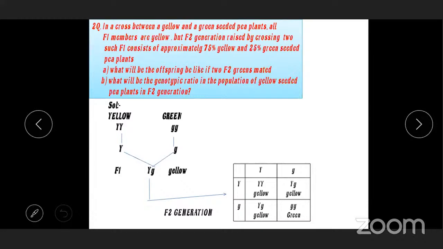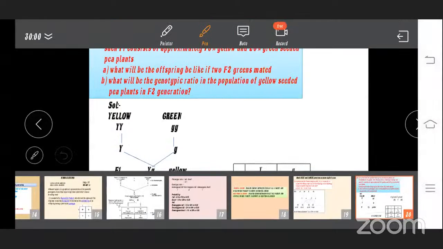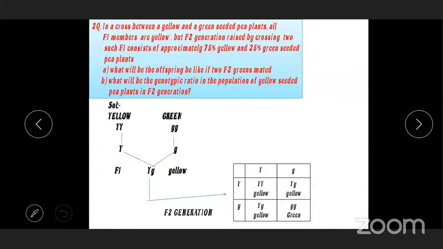Okay students, first of all, we have to read the question and understand it carefully. What is given? In a cross between yellow and green seeded pea plants, he crossed a yellow seeded pea plant with a green seeded pea plant. All F1 members are yellow. Ultimately, all F1 members are yellow. So what happened in the F1 generation? All F1 members are yellow.